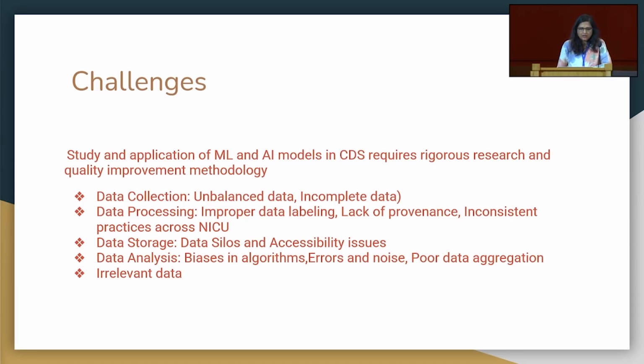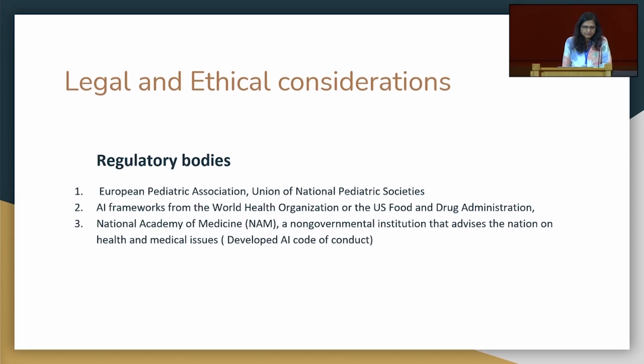Again, in data processing, there could be improper data labeling, lack of provenance, and inconsistent practices across several NICUs throughout the world that can mess up the data processing. There are data storage issues and biases in data and algorithms. There are errors and noise that they call hallucinations, sometimes poor data aggregation and irrelevant data. So while people are really enthusiastic to deploy these models, these are all challenges that have to be kept in mind. And that leads to the upcoming regulatory bodies that are looking at all of this.